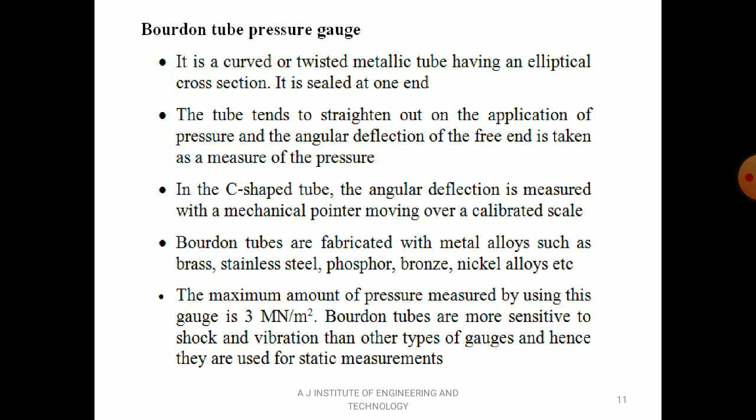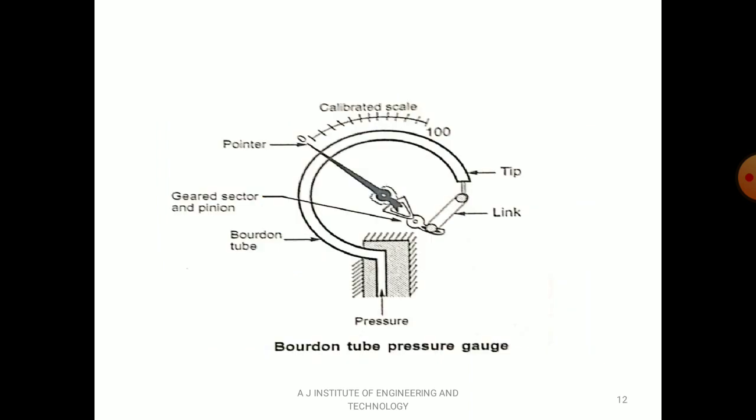The tube tends to straighten out on the application of pressure, and angular deflection of the free end is taken as a measure of pressure. You can see that at one side there is a pressure measurement inlet. When you keep this device, the Bourdon tube pressure gauge, it is going to sense that pressure. Because of that pressure, the twisted metallic tube deforms. Because of the deformation, at the other end there is a pointer. You can see the elliptical cross section is connected to a link, which is connected to the pointer.